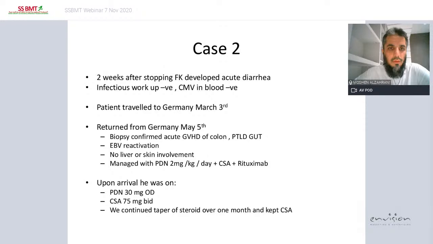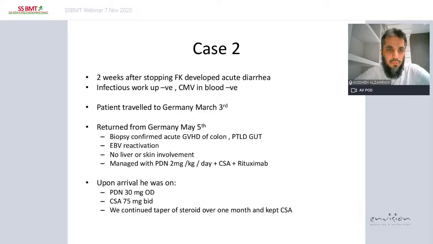This was exactly 1 week before his travel to Germany. When he was with us, we did the infectious disease workup, and all was negative. Also, CMV was negative in the blood. Then he traveled to Germany. This was the beginning of March.